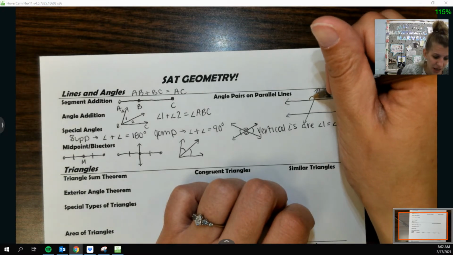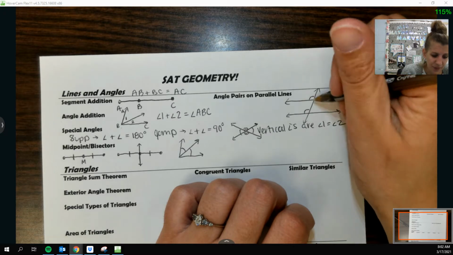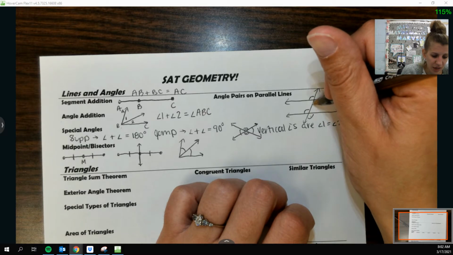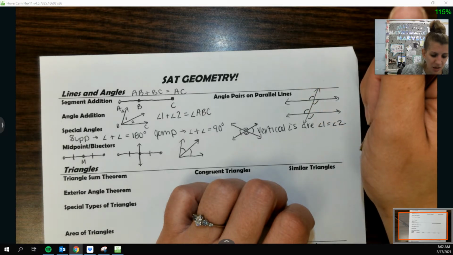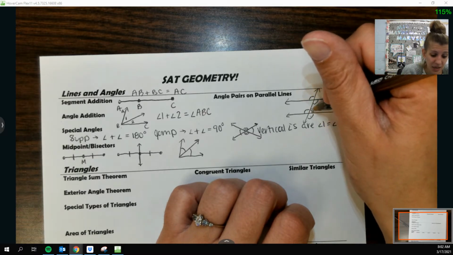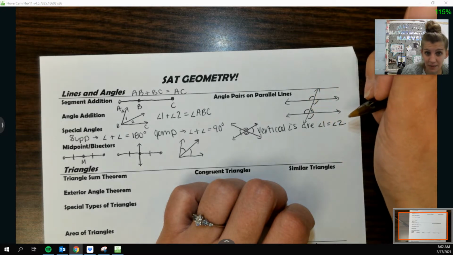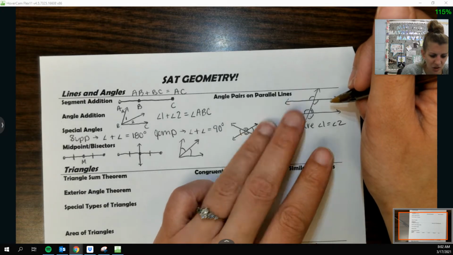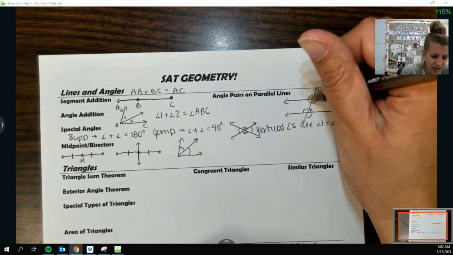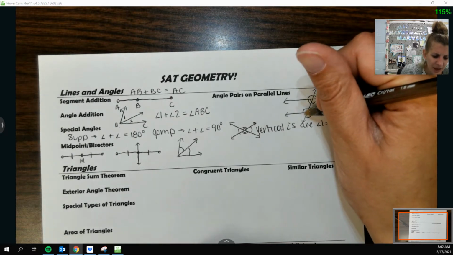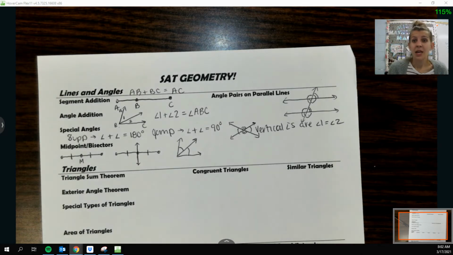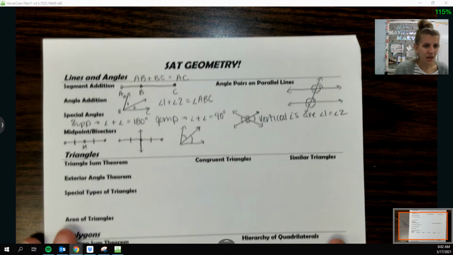So corresponding angle pairs, alternate exterior angle pairs, alternate interior angle pairs, same side interior, which add up to equal 180. And did I get them all? Alternate interior, alternate exterior, corresponding. Yeah. Now, you probably don't need to know the names of them. You can probably just look at the picture and be like, yep, those look equal. Or no, they don't. And if they don't, then usually that means they add up to equal 180. So, all right, moving right along.